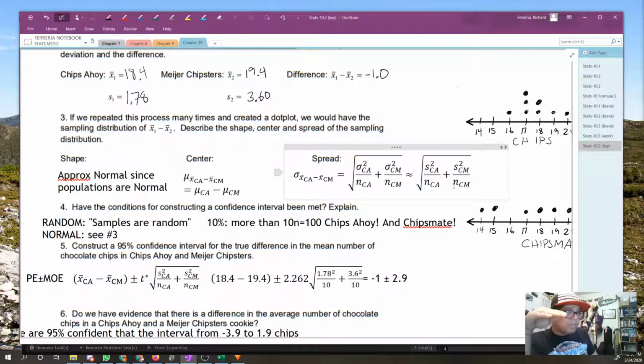Substitute the numbers and then show the answer. Our answer is -1 plus or minus 2.9. Check the math. Make sure I didn't do something wrong. You never know.